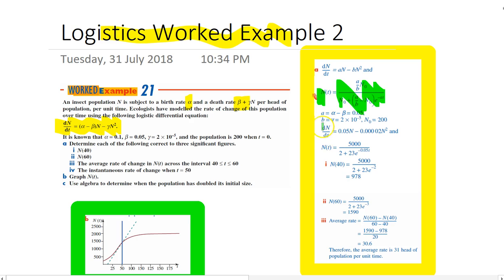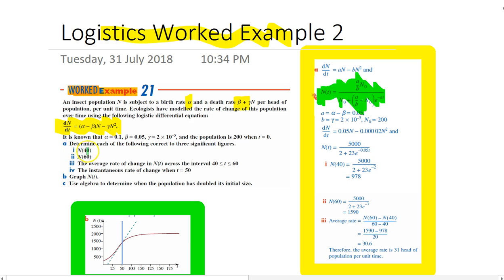So we sub those into the initial equation. We get 0.05N minus 0.00002N squared, and then we can sub all of that into this thing I've highlighted in green, and we'll get N(t) equals 5,000 over 2 plus 23e to the negative 0.05t. So nothing fancy. Basically all we've done is used this as our initial function and subbed our a and b values into this function.